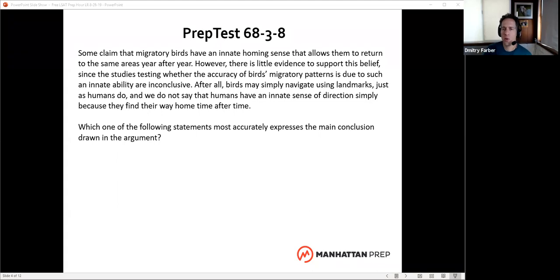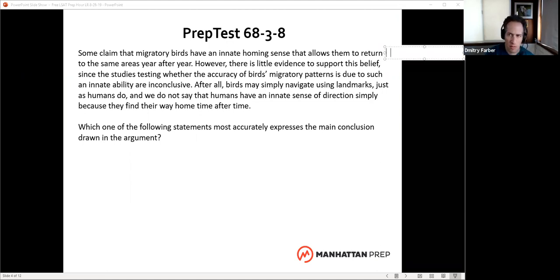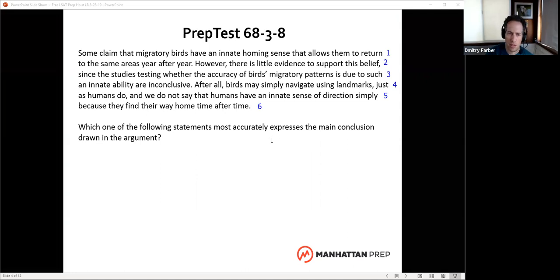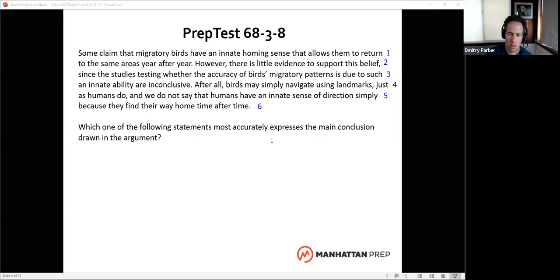Okay, so looking at this, let's think of this in terms of simple line numbers. 1, 2, 3, 4, 5, 6. Which line or lines would the author's conclusion be on, do you think? Go ahead and chat that in. Which line or lines contain the author's conclusion? Okay, seeing a lot of agreement. 2, 2, and 1. 1, 2, 3.